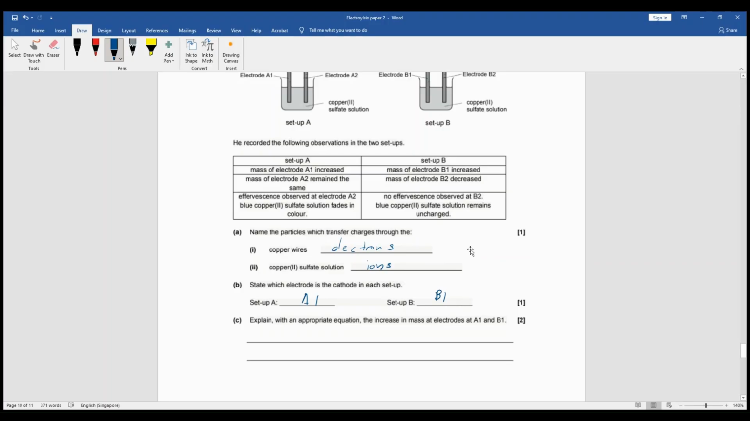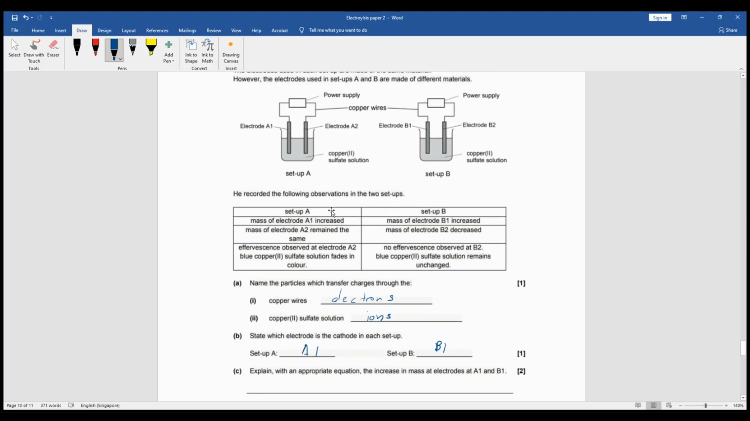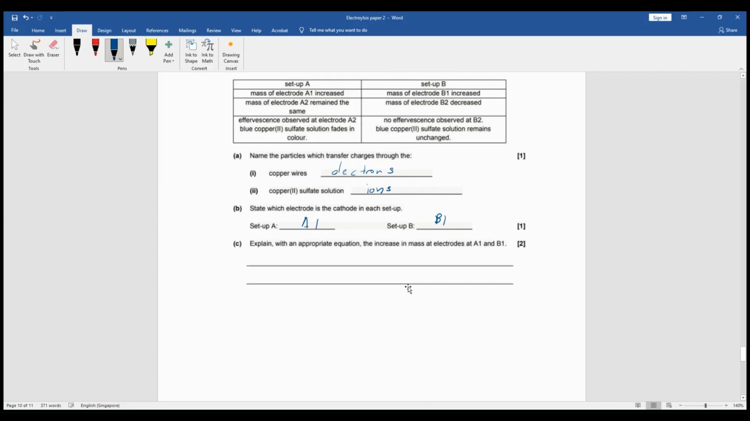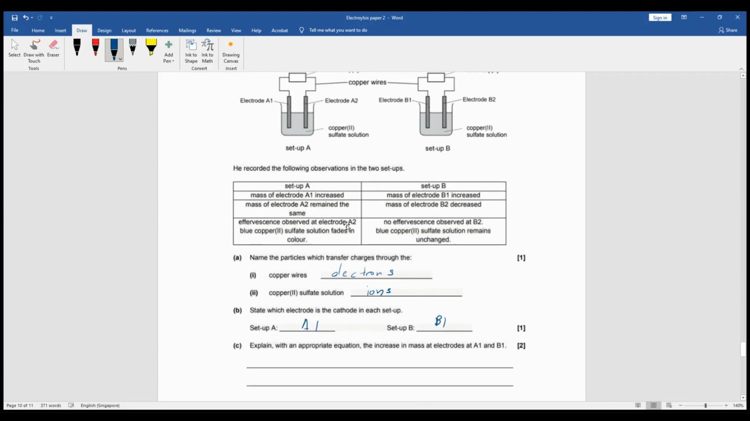I'm sorry, maybe I should have explained. Which electrode is the cathode? Now, if you see, the electrodes used are made of different material. Who gets thicker? Mass of electrode A increases. Mass of electrode B increases. The electrode that becomes thicker means the copper cation is being discharged there to become copper and it gets deposited on the electrode. So the one that gets thicker is always the cathode. So that's why it's A1 and B1, since A1 and B1 are the ones that increase.